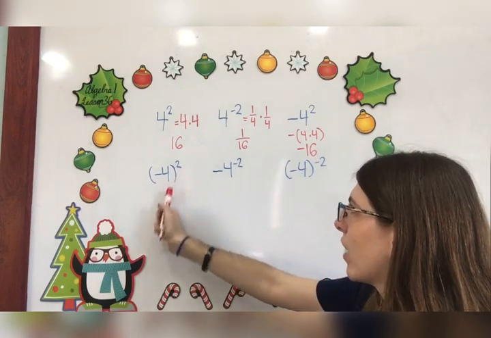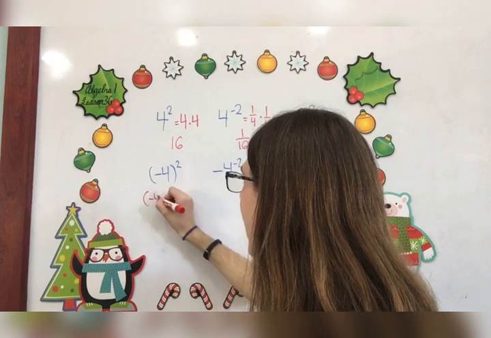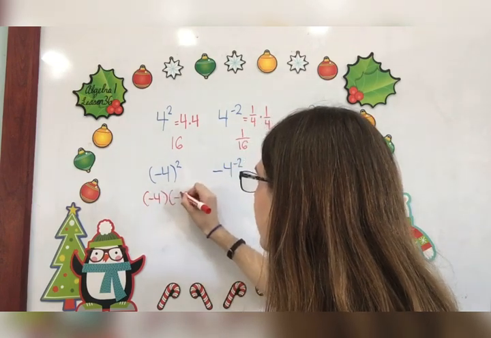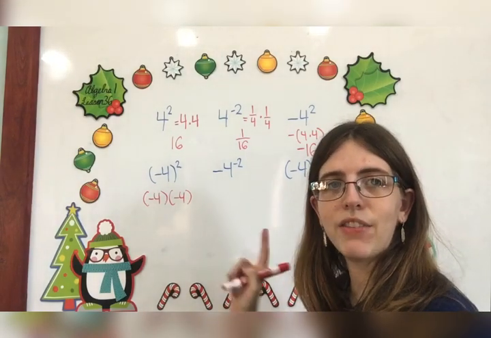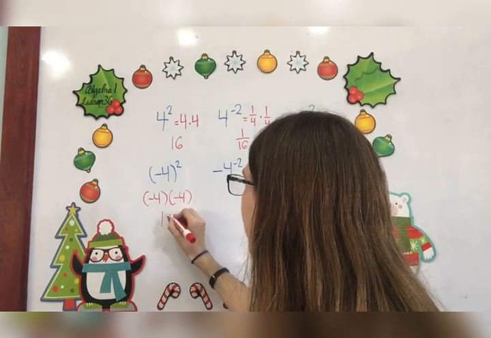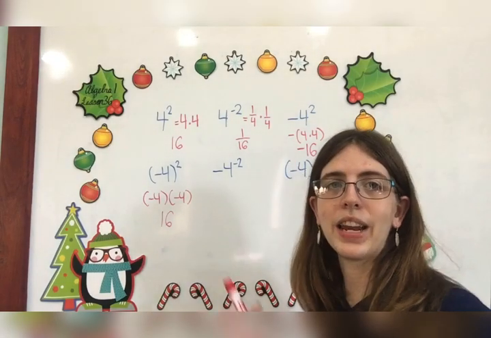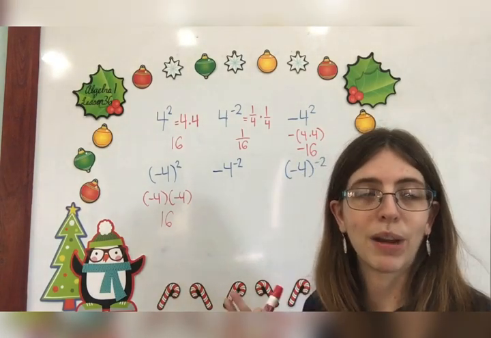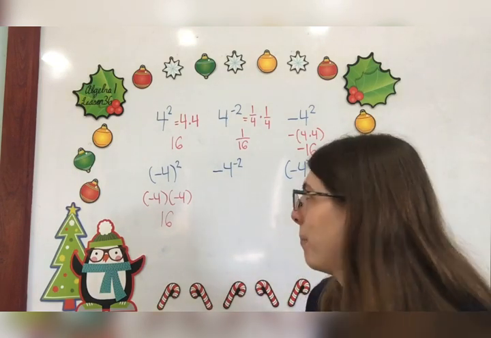How about this one? Negative 4, squared, this time it's in parentheses. This time it means negative 4 times negative 4. A negative times a negative is a positive, and 4 times 4 is 16, so that's positive 16. So it has the opposite answer as when it is not inside parentheses. So that's why it's very important to pay attention to your parentheses and to know your rules very well.